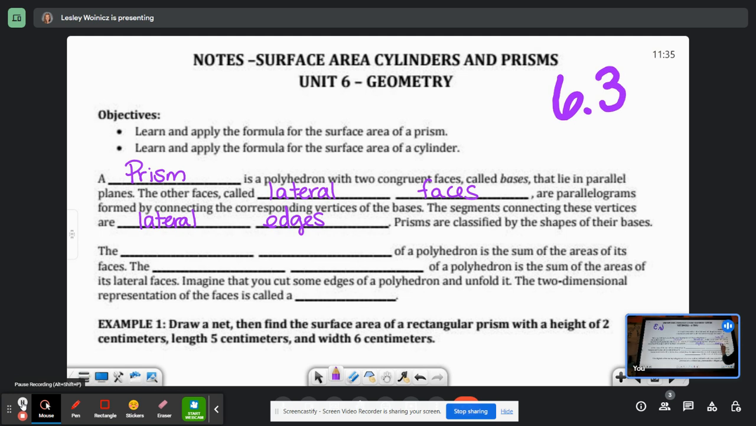Okay, the sum of the areas of the faces is called the surface area. So that's like the surface area of the entire thing. If you exclude the congruent bases and you just do the lateral faces, that is the lateral area, which kind of makes sense.